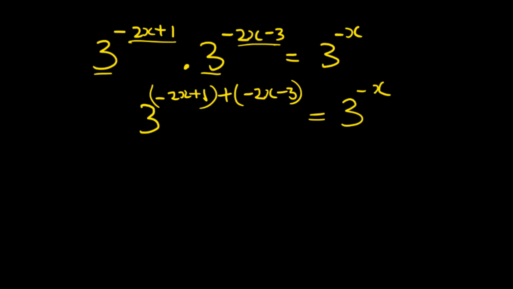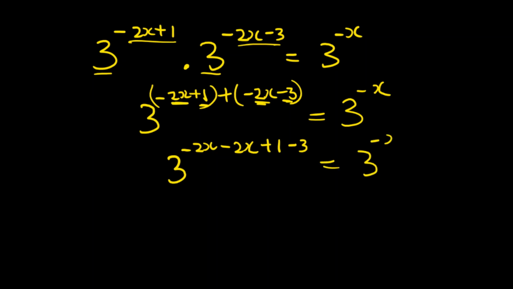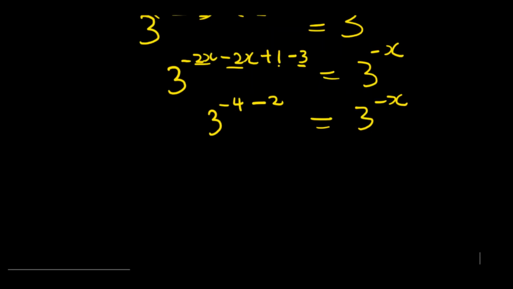So it's going to be 3 to the power of minus 2x. I'm going to collect the like terms, minus 2 and minus 2. So it's going to be minus 2x. And then this one here and this minus 3. So it's going to be plus 1 minus 3 is equal to 3 to the power of minus x, right? And then this is going to be minus 4. So it's 3 to the power of minus 4 minus 2, right? Because 1 and minus 3 will give you minus 2, equals to 3 to the power of minus x, right? And then from here, it's just going to be 3 to the power of minus 6, right?